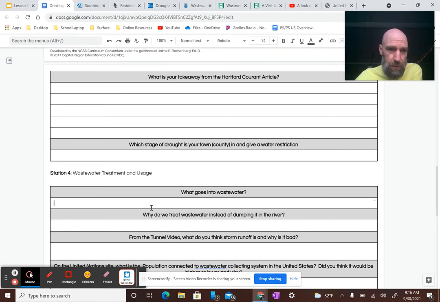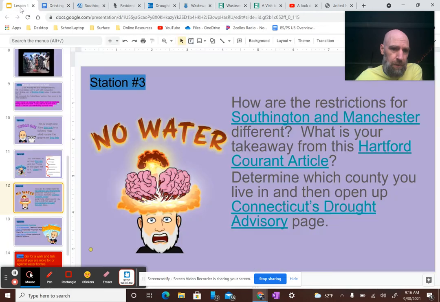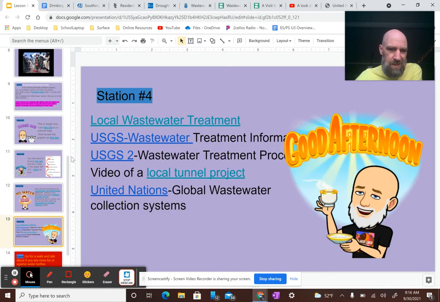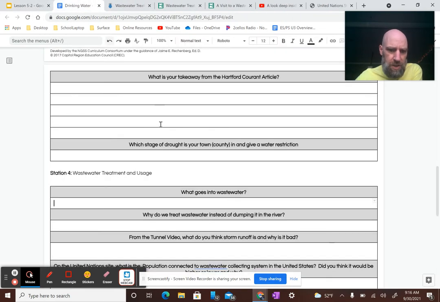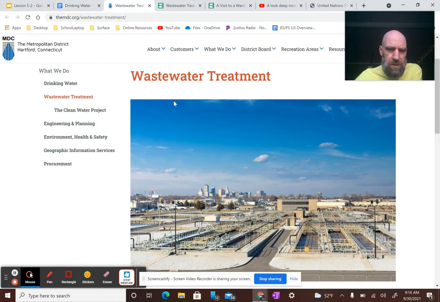All right, now we're on to station 4. So if you look at station 4, dang, we got a bunch of links there. We got to open those up. Got to close those out though. Come on now, close. All right. So if I open these up, first question is, what goes into wastewater? This one will help you out a little bit, but this one will tell you right up here.